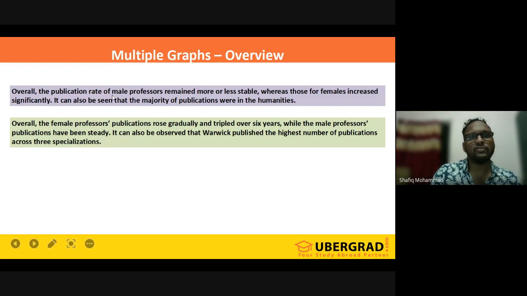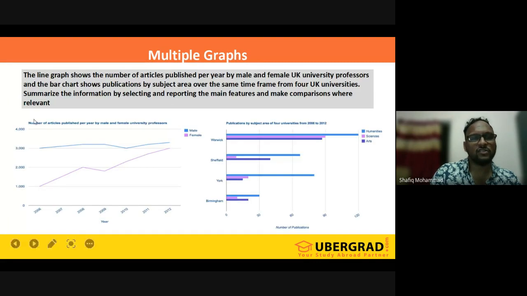Overall, the publication rate of male professors remained more or less stable, whereas those of females increased significantly. So it's talking about publications of male. It didn't change much, isn't it? It started something like this at 3,000. It was on the same thing, in between went a little bit up, but there was not much change. But females from 1,000 to 3,000 it went. It's a drastic change, isn't it? Drastic increase.